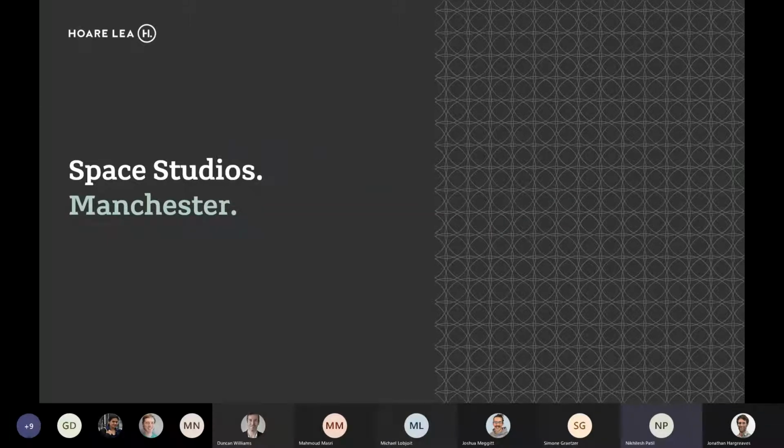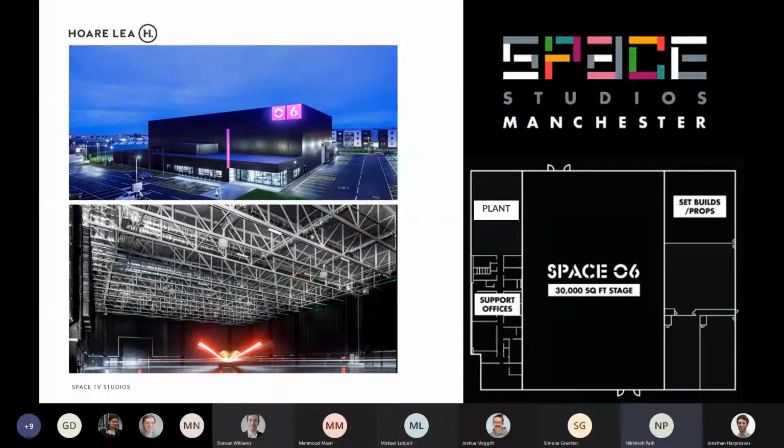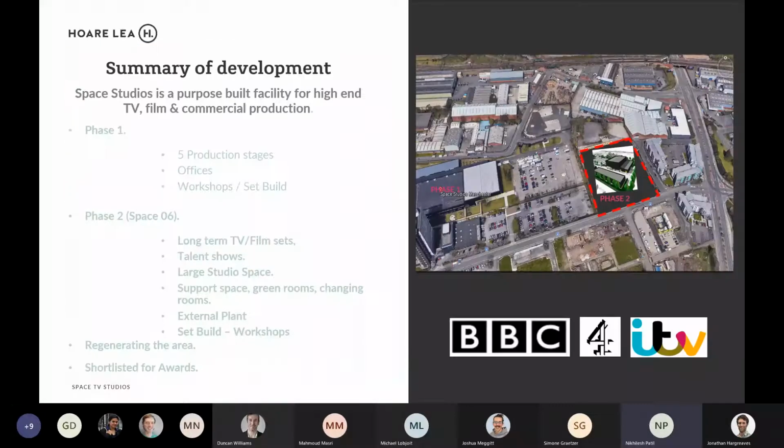So Space Studios is obviously a high-end recording studio, and when you have a studio, you also have other supporting areas such as set build areas, plant areas, support offices, etc. And what we were called for by the client was to develop phase 2 of Space Studios, which would have long-term TV and film sets. It was a multi-purpose stage studio space that could house any number of diverse filming events, studio events, or even live events.